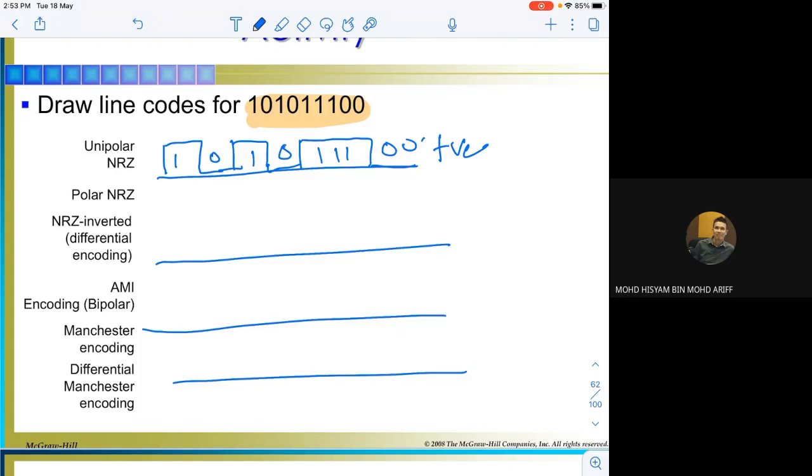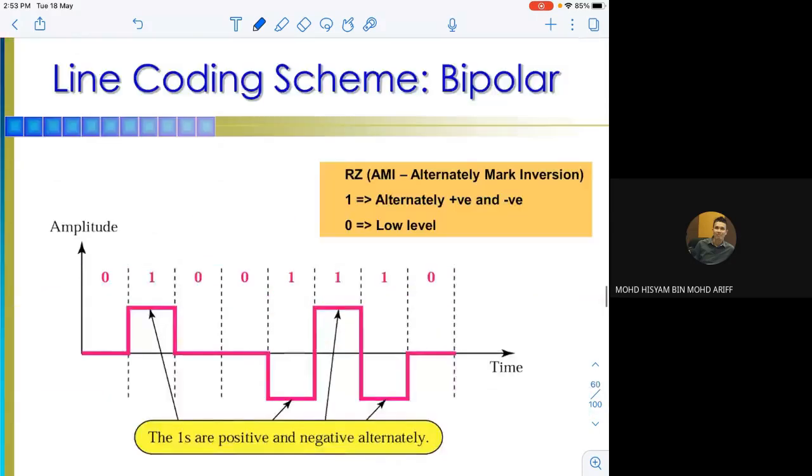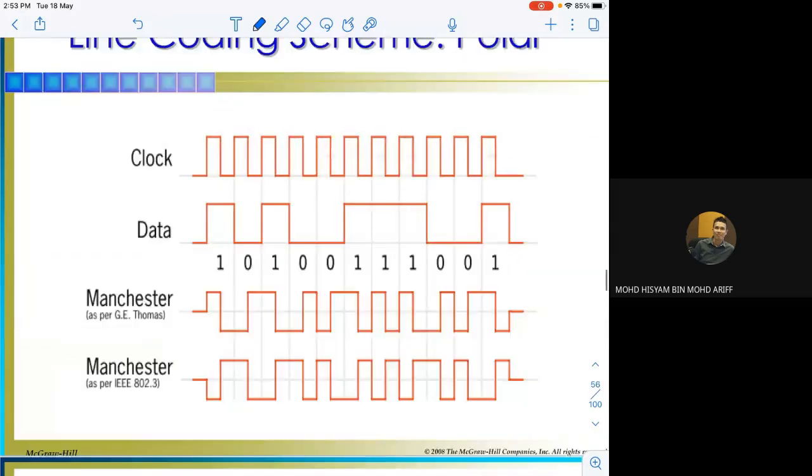Now let's look at how to draw. Okay, activity: how to draw. That's why you must know the concept of unipolar, bipolar and so on. Okay, now go back here.